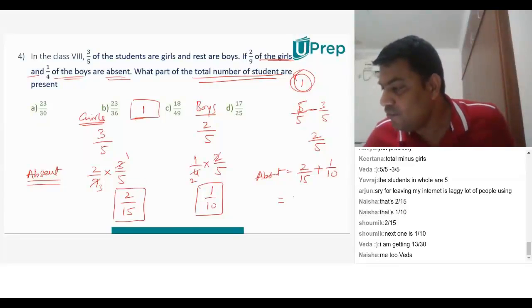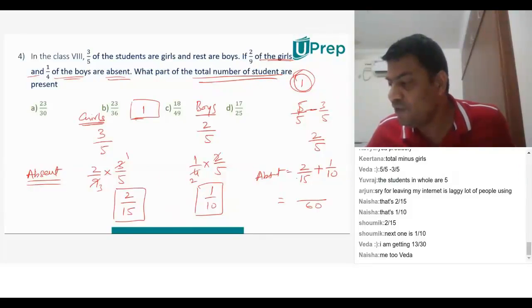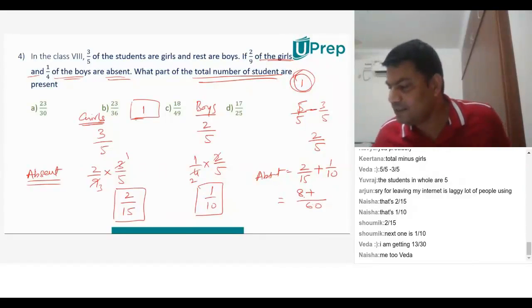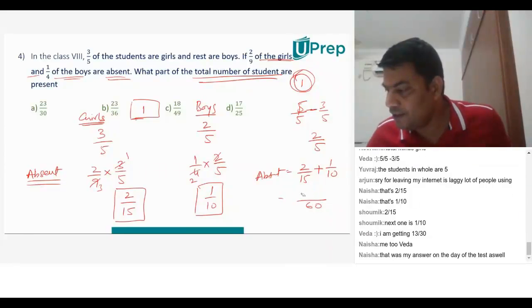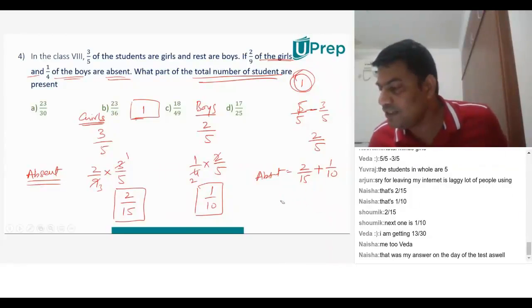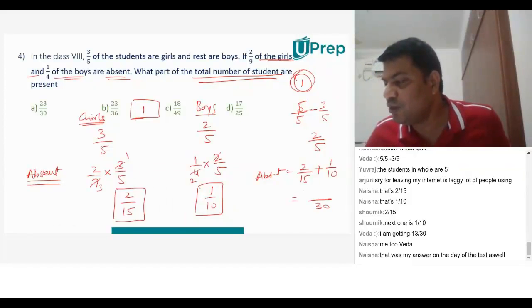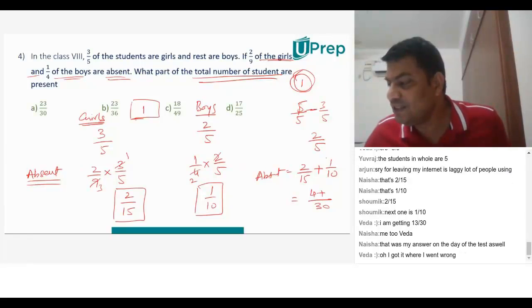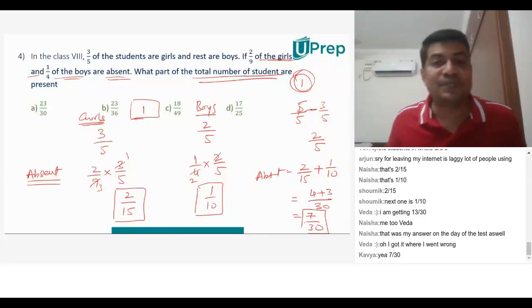So let's calculate how much that is. 15 and 10. What's the LCM of 15 and 10? Once again, you can take it as 60. 15 4s are 60, 10 6s are 60. So we can take 30 also. Why am I taking 60? Sorry, I can take 30 quickly. So the LCM of 15 and 10 is 30, right? So 15 2s are 30, 2 2s are 4, plus 10 3s are 30, 3 1s are 3. So that means 7 by 30 is the absentees.